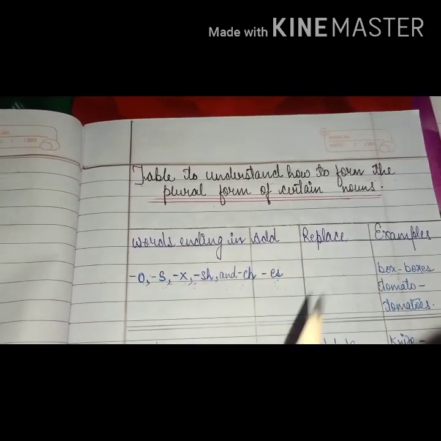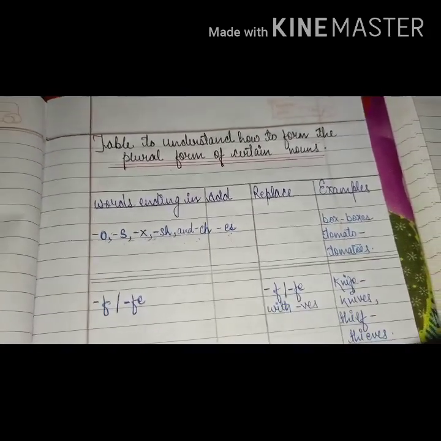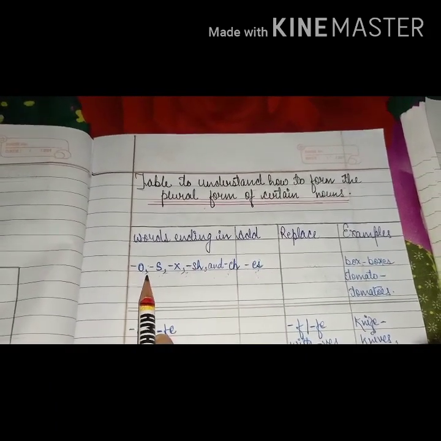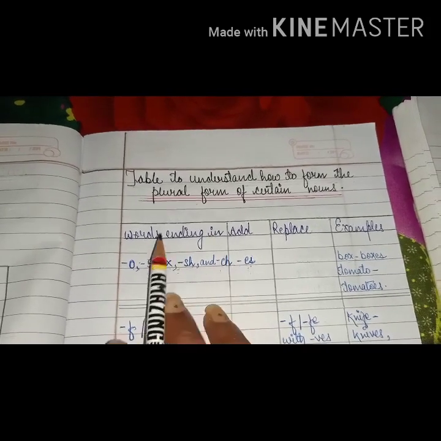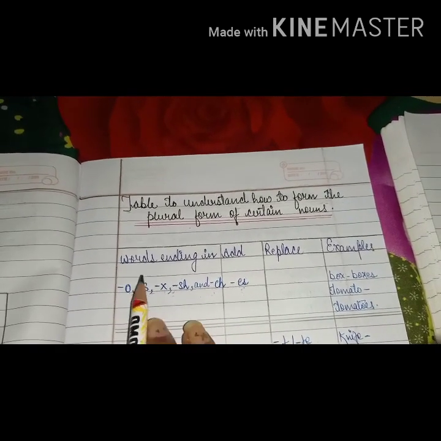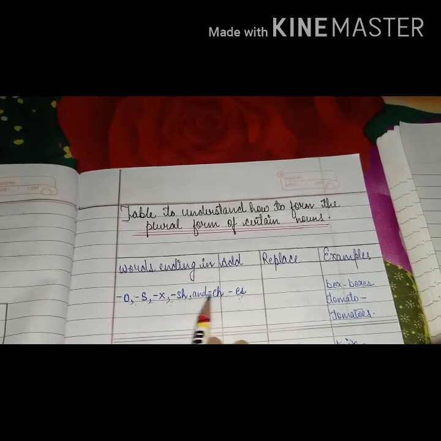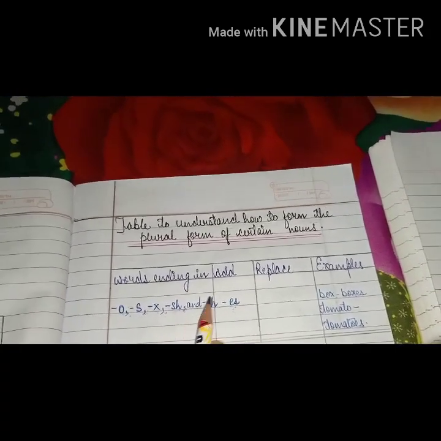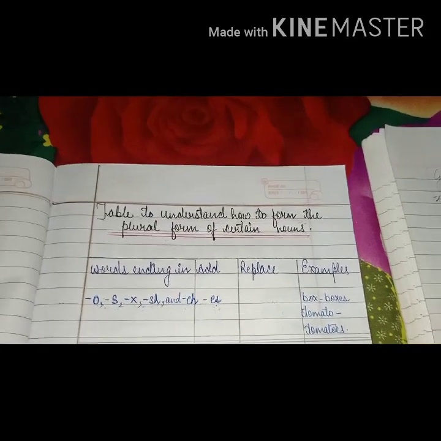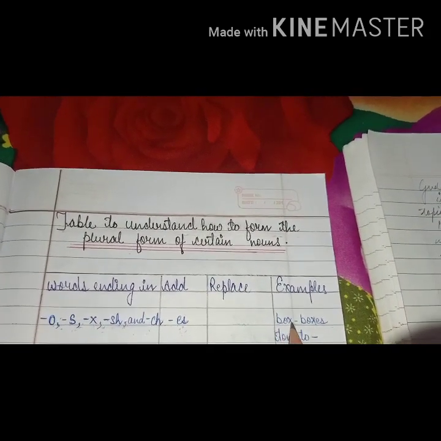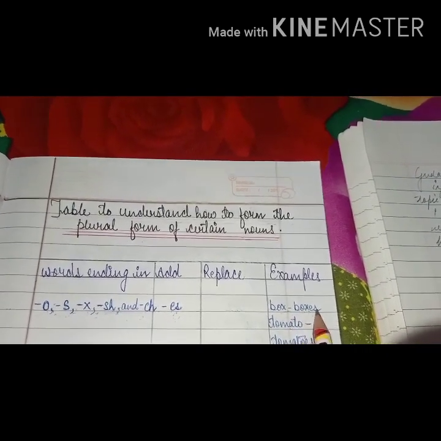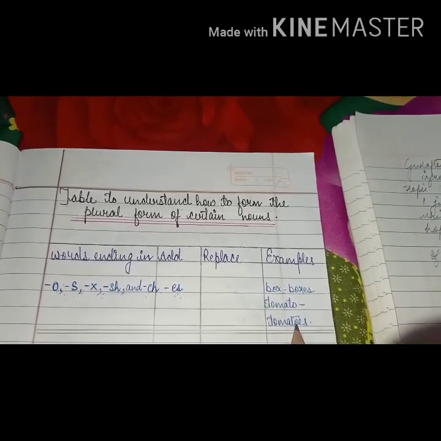Now I'll explain the table: how to understand the plural form of certain nouns, how you will change the form. You can see here O, S, X, H, and CH. Words ending in, means the words which end with O, X, S, and so on, if the words are ending with these letters, we will add ES to make the plural form. Examples you can see here. If in singular form it is given BOX, it is ending with X. To make this plural, what will you write? Boxes. Next you can see tomato, tomatoes.